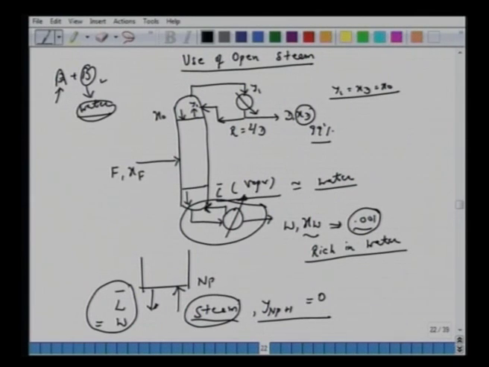This steam may be available from some nearby plant. So from there we can take steam and send it back to the distillation column where there is no reboiler. We call this an open system. Now how do we address this type of situation, based on whatever we have learned in this course in the McCabe-Thiele method?